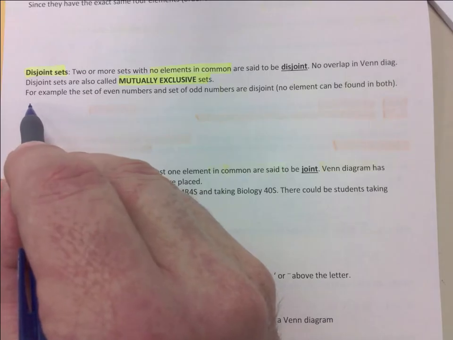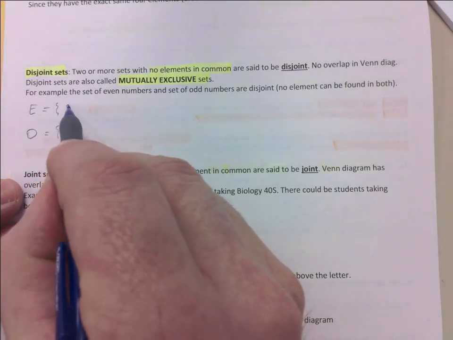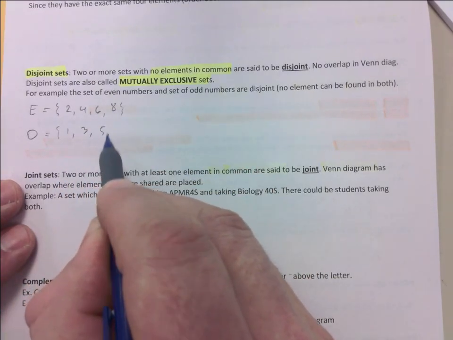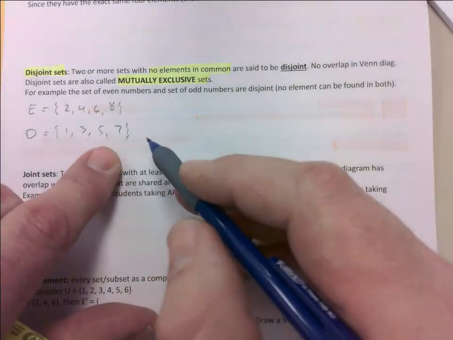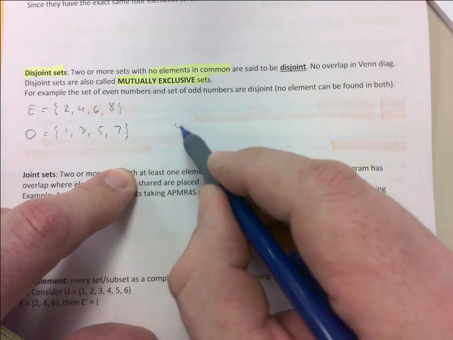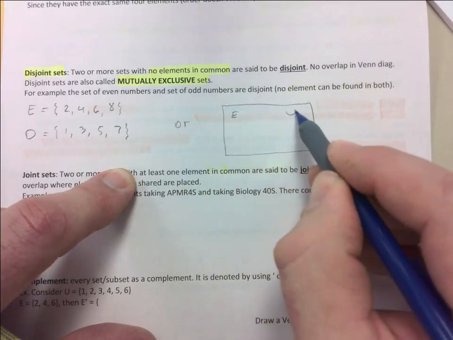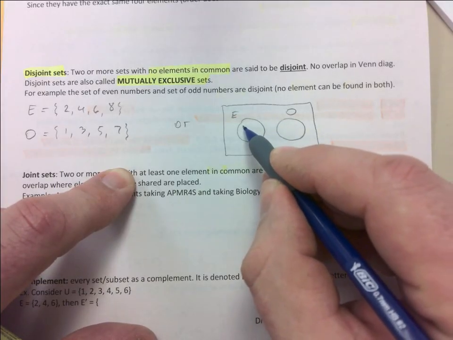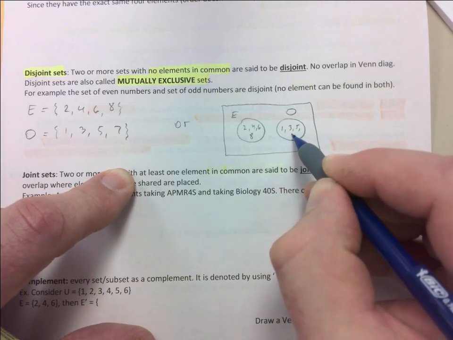So you need to be able to do this just visibly, like evens and odds. It'd be 2, 4, 6, 8, let's say. 1, 3, 5, 7. There's no common element, so you scan and you're like, there's nothing they share. Or you should be able to see it this way. Evens and odds. This would be 2, 4, 6, 8. This would be 1, 3, 5, 7.